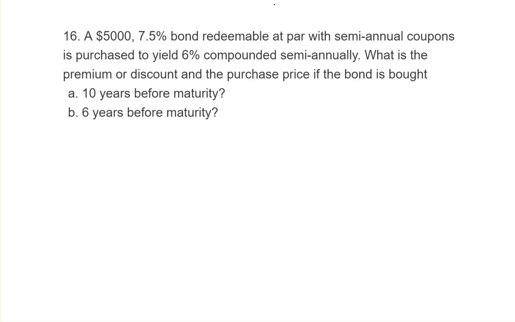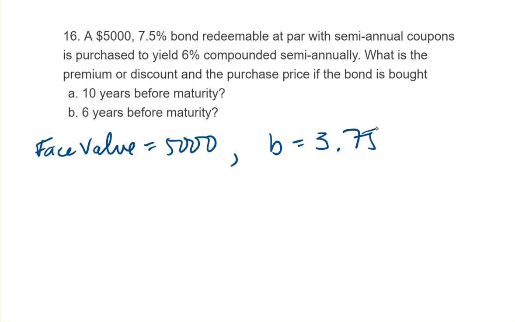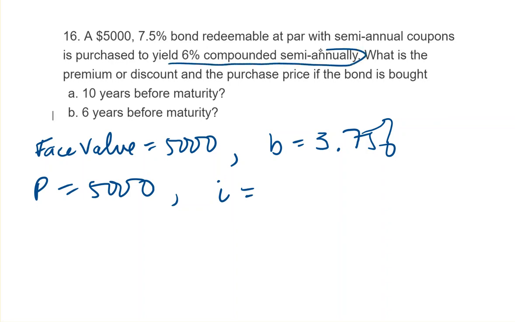So first of all, we know that the face value of the bond is $5,000. The bond rate is B, 3.75%. The principal, therefore, is equal to 5,000, and I is equal to 3%, half of 6.